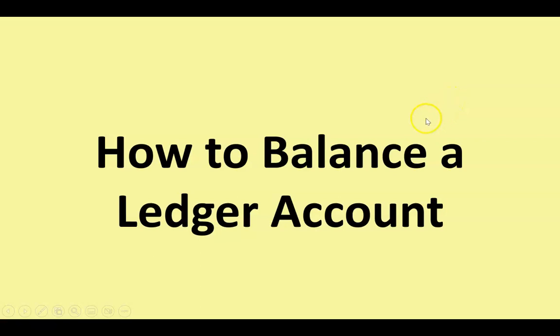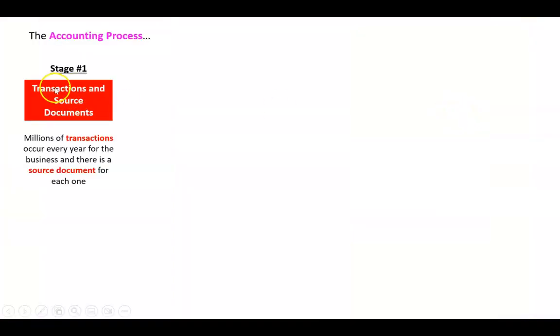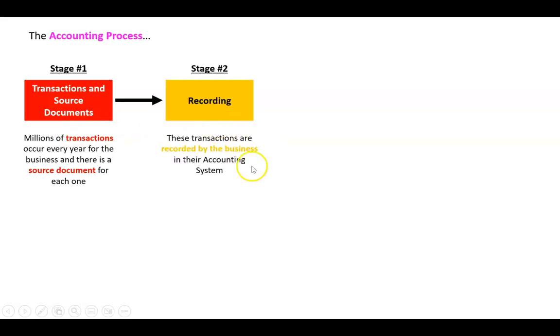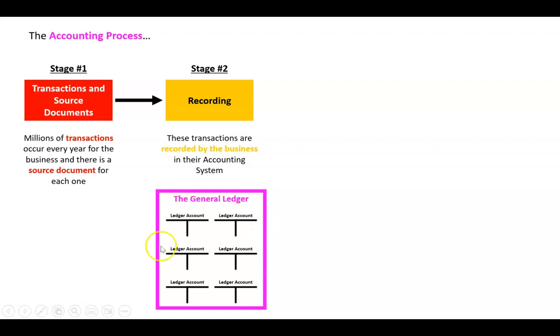One of the trickiest things with ledgers is learning how to balance them. What does that even mean? Well, we've got an accounting process here. So it says the first thing that happens is there's transactions that happen every day, and all those transactions will have source documents. Stage 2, we've learned that we've got to record all these transactions in the accounting system, and where we put them is in something called the general ledger.